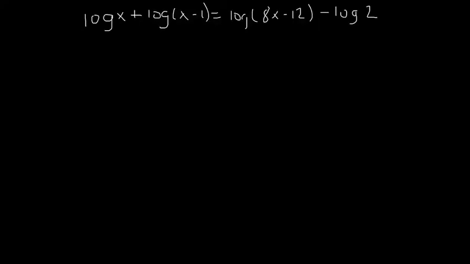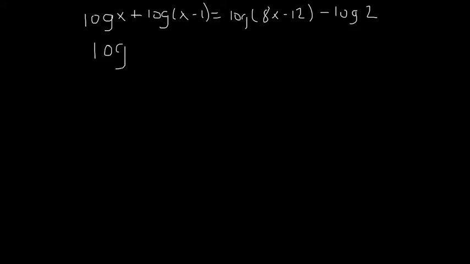We'll solve the following log equation using the one-to-one property of logs. First, on the left-hand side, we'll use the property of logs that says when you have the sum of two logs, so the sum of log x and log x minus 1, it can be rewritten as the log of a product.